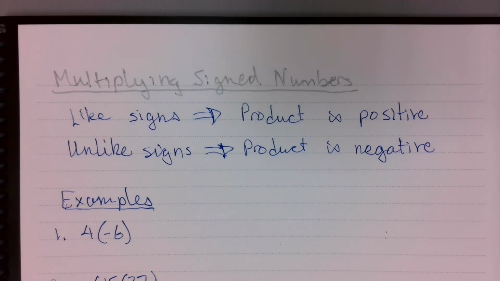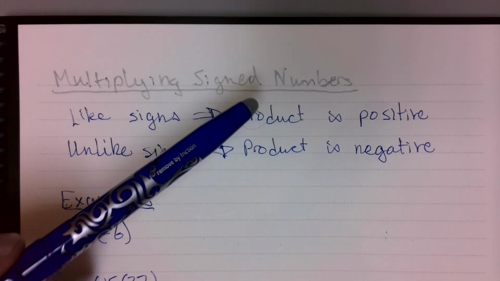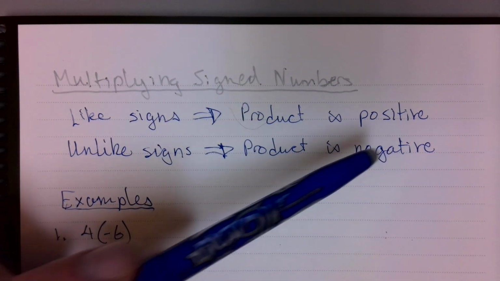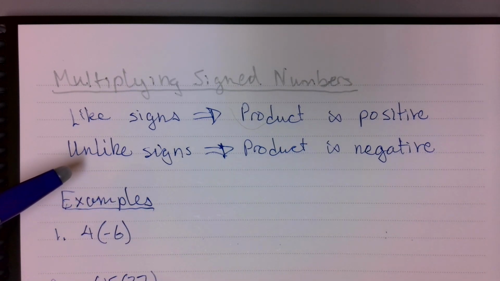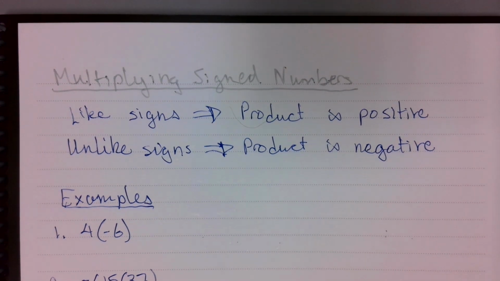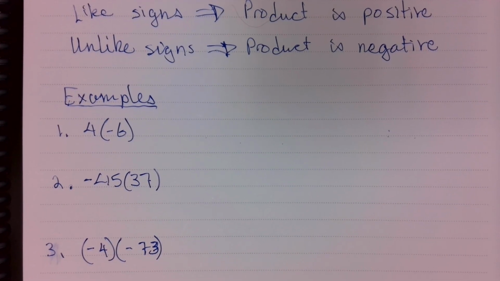Now, as you can see from our illustrations with the chip model, whenever we multiply two numbers that have like signs, in other words, they both have the same sign, either both your factors are positive or both your factors are negative, then your product will be positive. If your numbers have different signs, then your product will be negative. Let's work out some quick examples where we apply those principles right here.